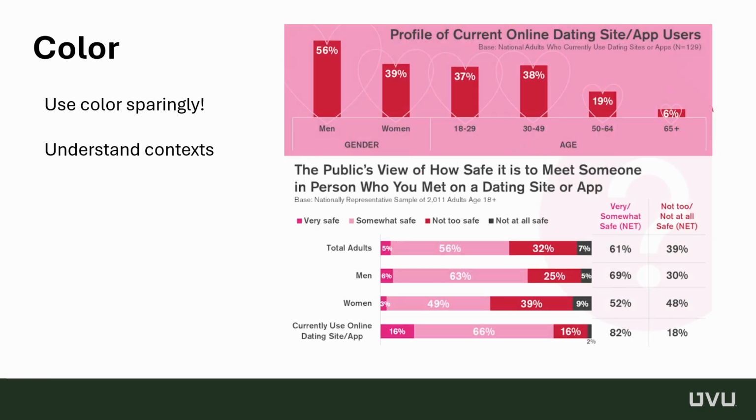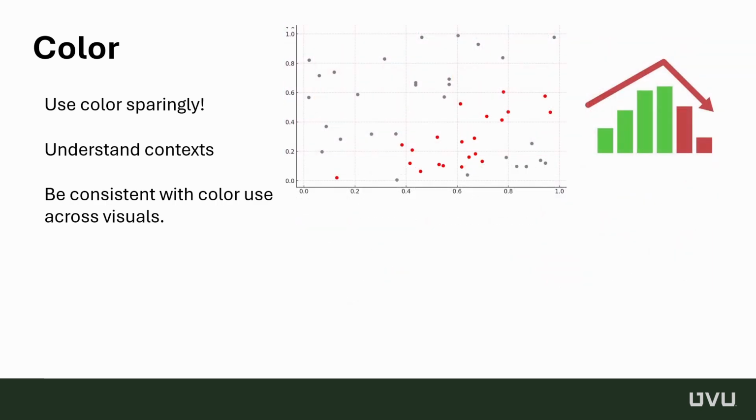If you found this set of visuals in a magazine article about online dating, maybe the different shades of pink and red are appropriate given the audience. But would I use this color scheme in a quarterly business report? Probably not.